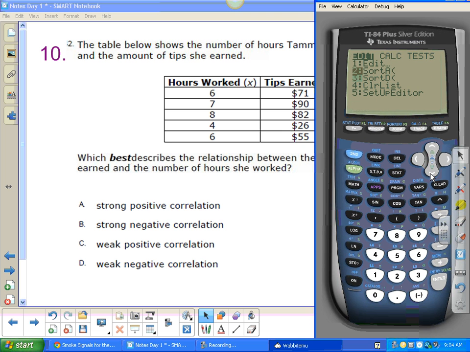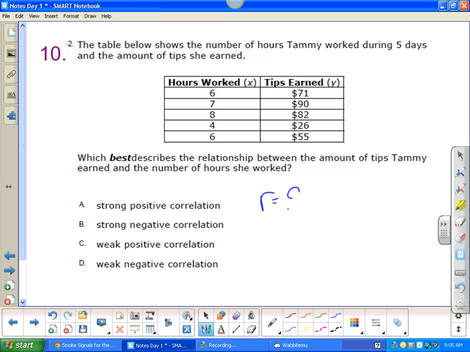Quit, Stat, Calc, go down to number 4. And again, I'm looking for my R value. So the R value is 0.91. So are we positive or negative? And the answer here is positive. So we can take out the negatives. And 91 cents, is that close to $1 or is that far away? And the answer is that's close. So this is a strong relationship.